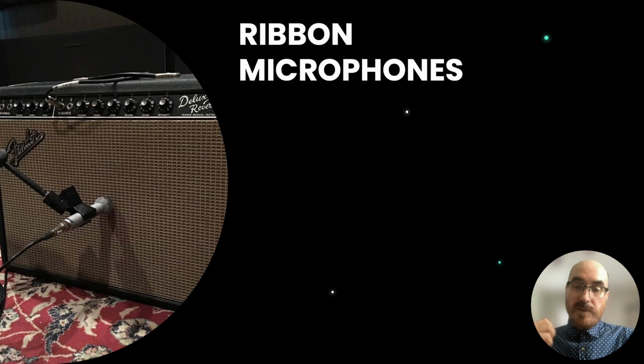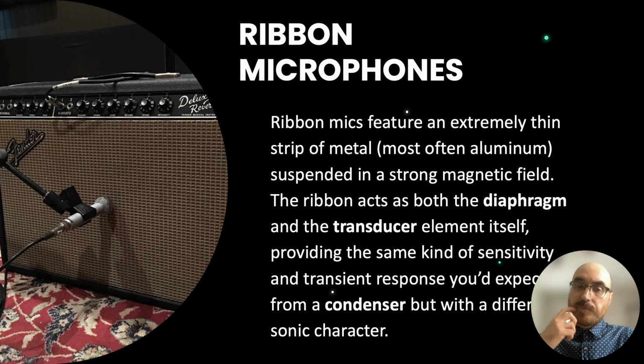There's a third type of microphone that's a little bit less frequent nowadays, but is still really revered amongst audio engineers, and this is the ribbon microphones. So ribbon microphones feature an extremely thin strip of metal, mostly aluminum, suspended in a strong magnetic field. The ribbon acts as both the diaphragm and the transducer element itself, providing the same kind of sensitivity and transient response you'd expect from a condenser, but with a different sonic characteristic, a little bit smoother, warmer than a condenser, which sometimes can overly emphasize the high frequencies.